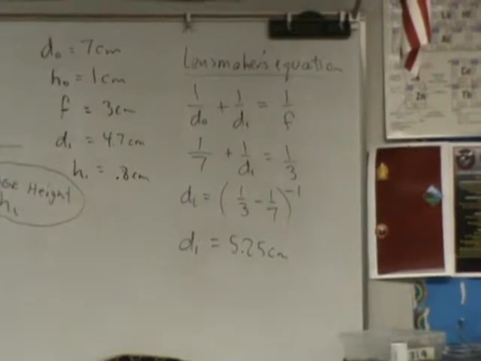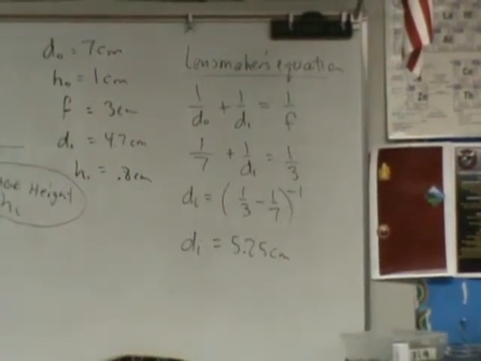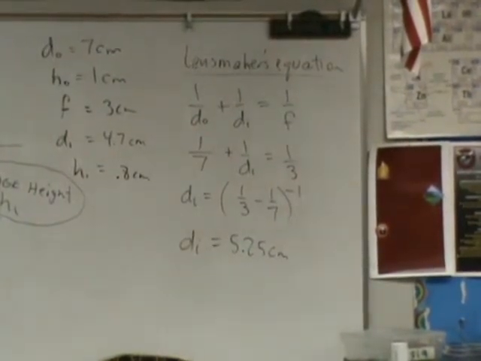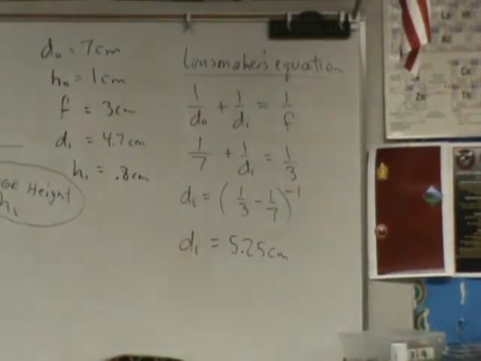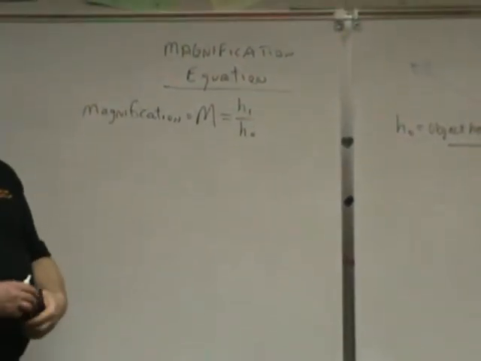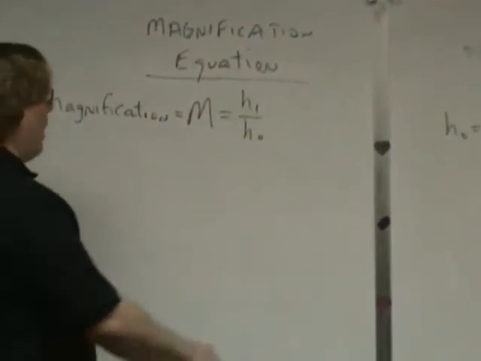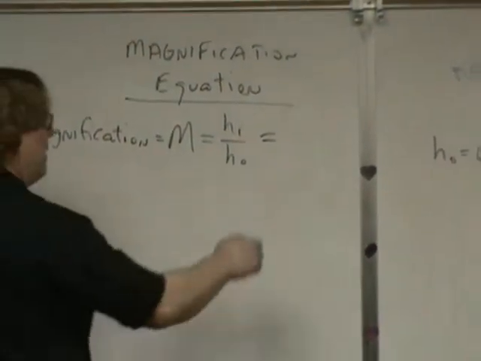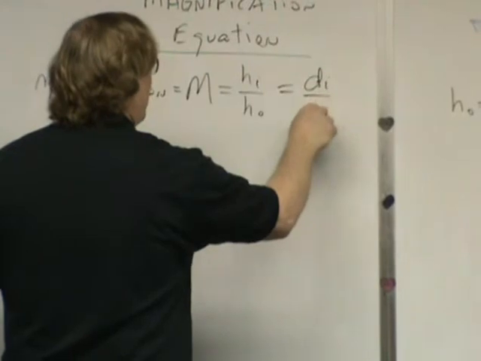A plane mirror, for example, has a magnification of 1. If your image height is bigger than your object height, you have an image that's bigger than the object. You've magnified the object. Your magnification would be greater than 1, like 2 or 5. If the image height is less than the object height, then you shrunk the object down. The image is smaller. Well, that ratio, h sub I over h sub O, ends up equaling d sub I over d sub O.